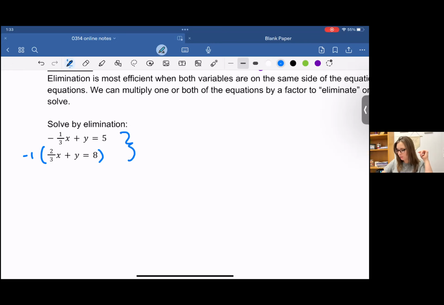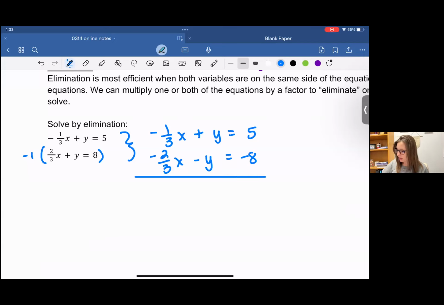Then this becomes -1/3 x plus y equals 5, -2/3 x minus y equals -8. Now, if I add the two equations, then I have -3/3 x. Y minus y is 0, so it eliminates. 5 minus 8 is -3. Reduce this, divide by -1, and I get 3.